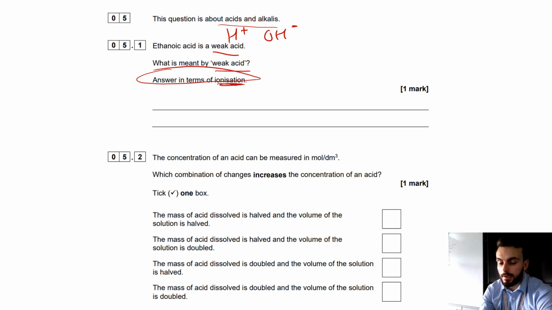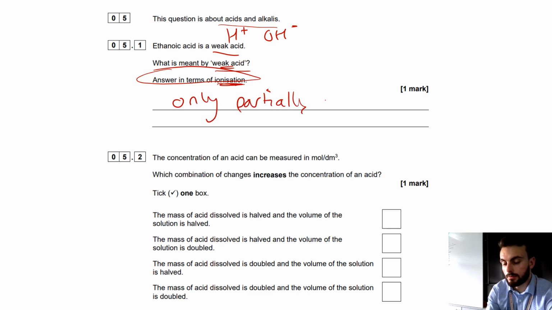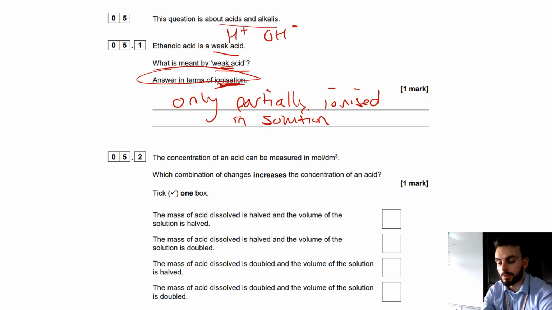So how ionized does it become in solution? When it's a weak acid, it means it's only partially ionized in solution. Luckily for this one, it even gives you the clue of ionization being the link to why it is weak or strong. So next one, the concentration of an acid can be measured in moles per decimeter cubed. Which combination of changes increases the concentration?